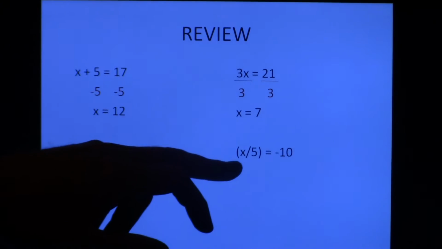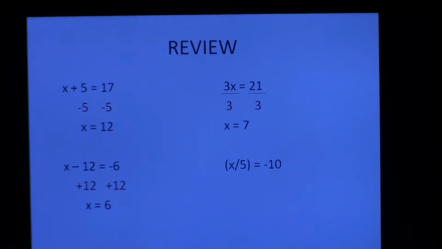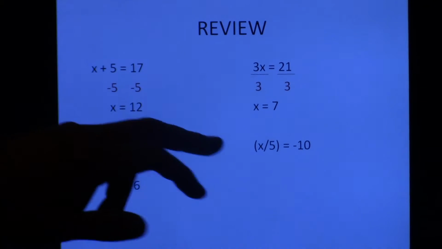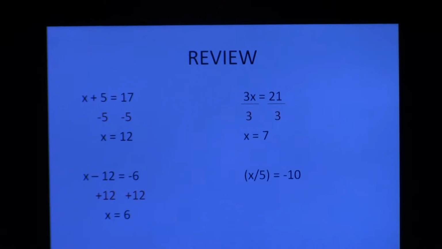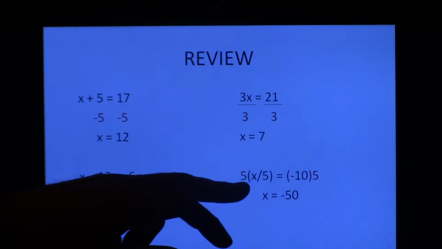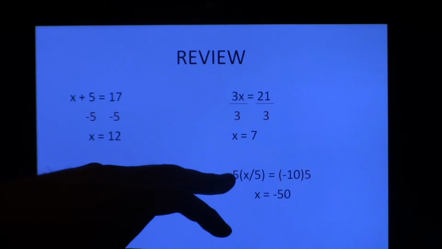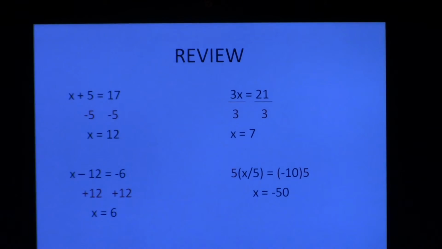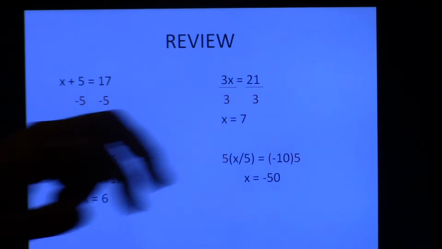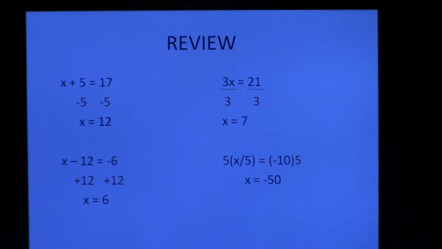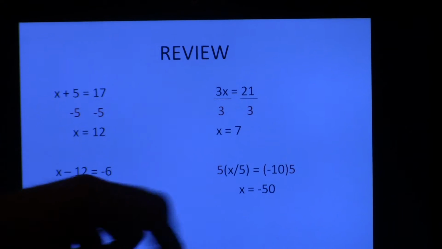Now in this last problem, we have an x over 5. So we have some fraction notation going on. How do we undo division, which is what a fraction is? We use multiplication. So we're going to multiply everything by 5, which is what the denominator is. And so we get 5 times x over 5, which is just 1, so we get x on this side. And then we get negative 10 times 5 equals negative 50, because a negative times a positive is a negative, which is what we see in our answer.